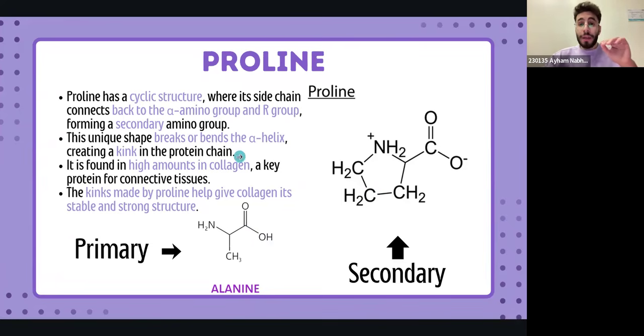Once this secondary amino acid makes its cycle or circle, it makes something called a kink. This kink is found in high amounts in collagen, which is very important for connective tissue. So the kinks made from proline help collagen give stability and a strong structure to the proteins. That's why our connective tissues are very strong, because proline stabilizes each protein.